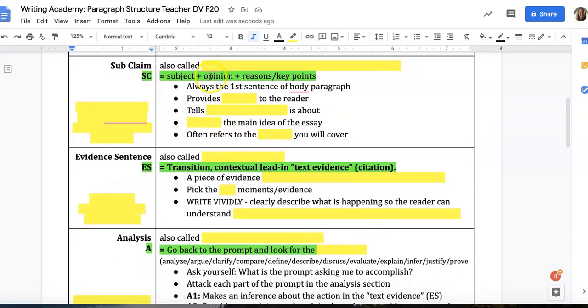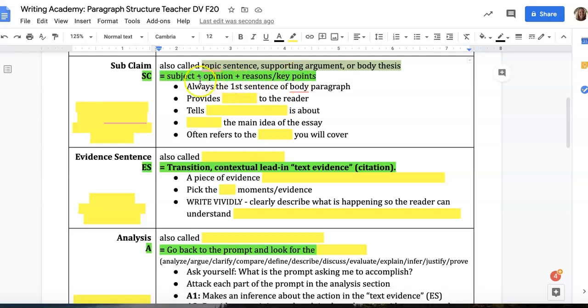Let's start with the subclaim. In other classes before, you might have also called the subclaim a topic sentence, you might have called it a supporting argument, or you might have called it a body thesis. All of those are correct, and they are all synonymous to the idea of subclaim. Sometimes I'm going to refer to the subclaim as simply the SC. And we do this throughout our whole time at Steele Canyon, so SC is really your subclaim. And in your subclaim, you're going to have subject, opinion, and the key reasons or points that you want to make in that particular body paragraph.